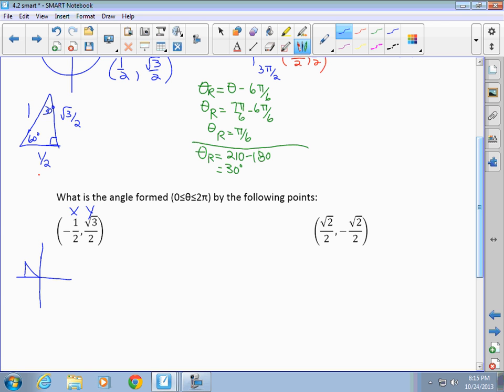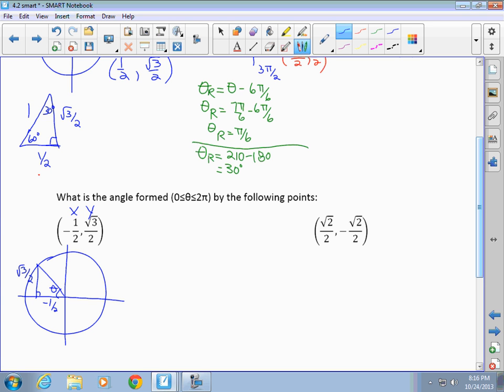So if I draw my unit circle, and I'll try to get it so it hits there, that's not bad. I know that this is my y value, so this side here, I'm going to make this a little bit bigger so you can see it better. Okay, so I've already figured out that this is going to be going here. My y value was √3 over 2. My x value is -1/2. I want to find out what this angle is.